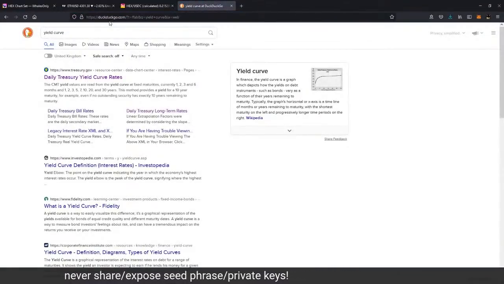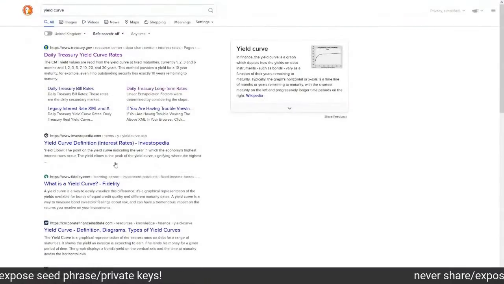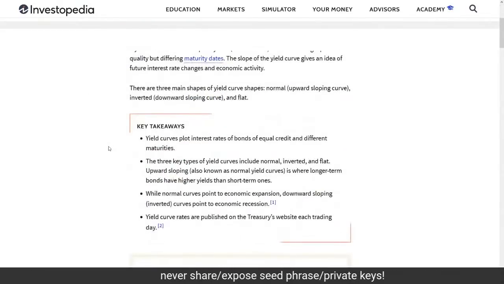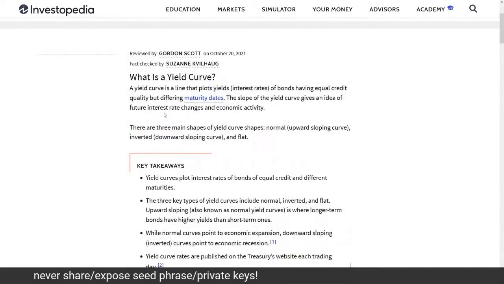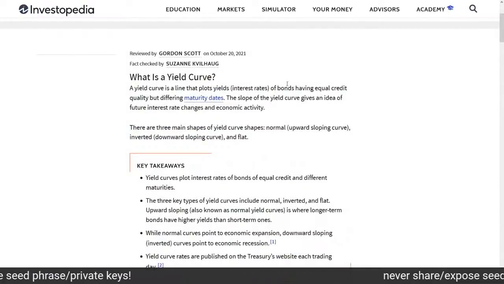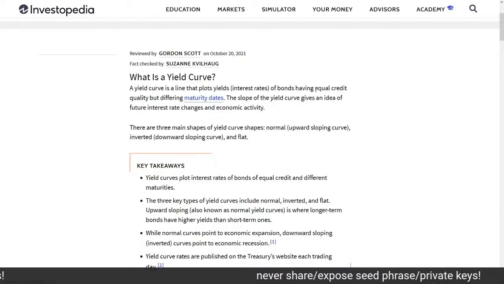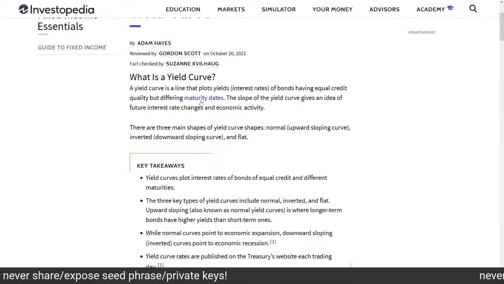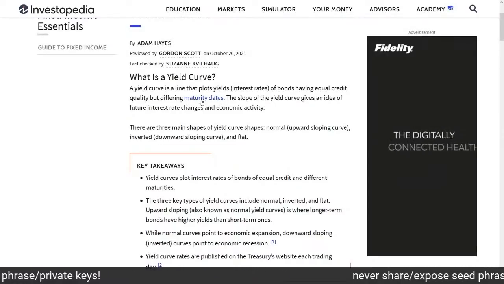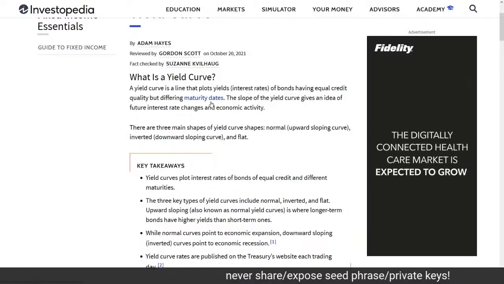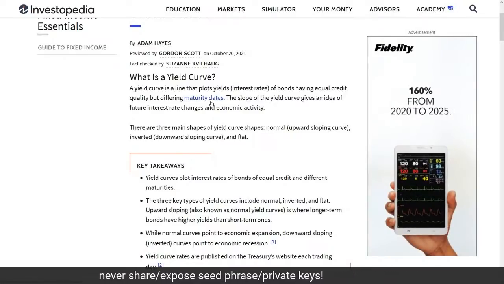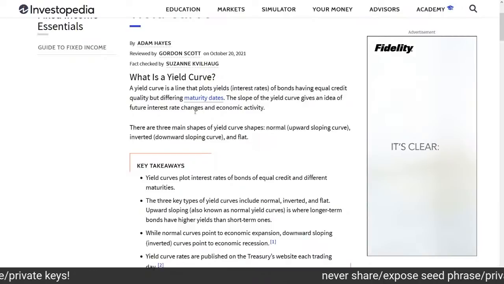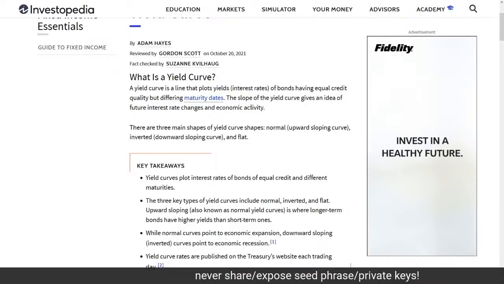We look at what is a yield curve. And once we look at the definition, let's just go to what Investopedia has to say, just because it's the most basic, obvious place for people to go. A yield curve is a line that plots interest rates of bonds or notes, having equal credit quality but different maturity dates. Now, what this is basically saying is different points in time when the instrument ends, right? It's a different point of expiration, different end date, to make us understand what it's saying, right? The slope of the yield curve gives an idea of future interest rate changes and economic activity, right?